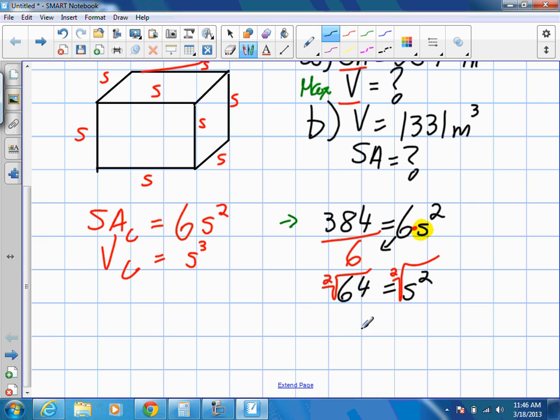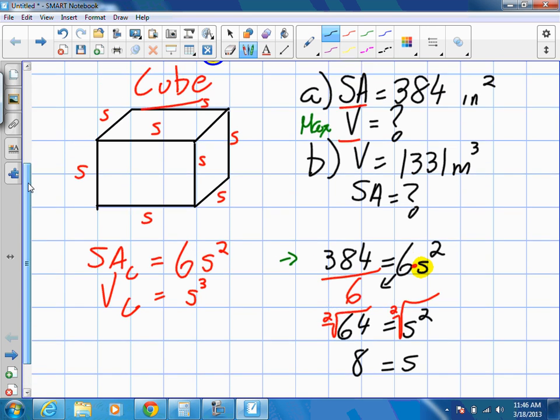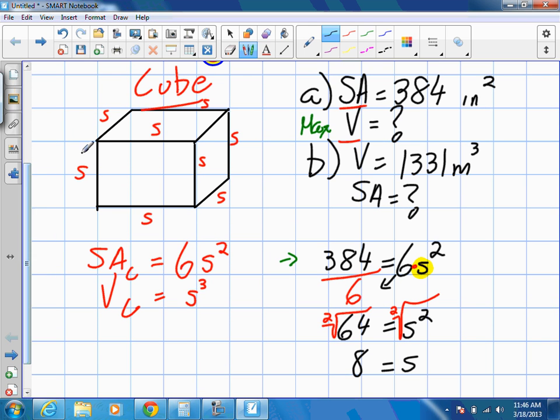That's right. Now, that means the side of our cube is what? 8 inches in length, right? So we're going to have a cube, rough sketch here, and all of the sides are going to be 8 inches in length. So that will be our maximized volume with that much surface area. So we've done the first one.